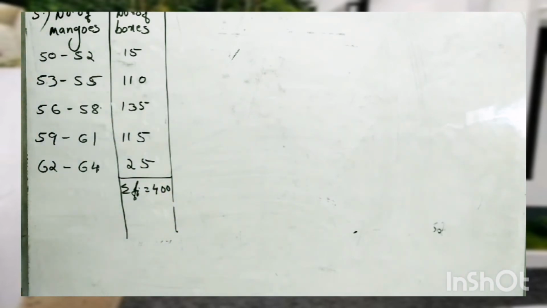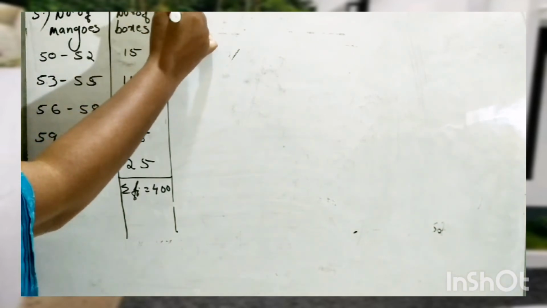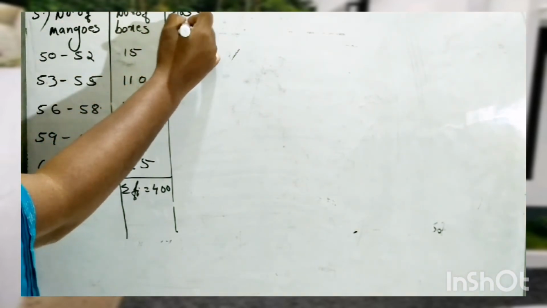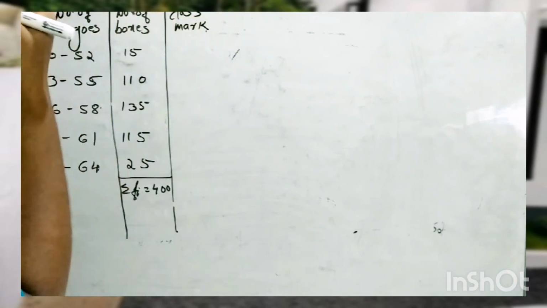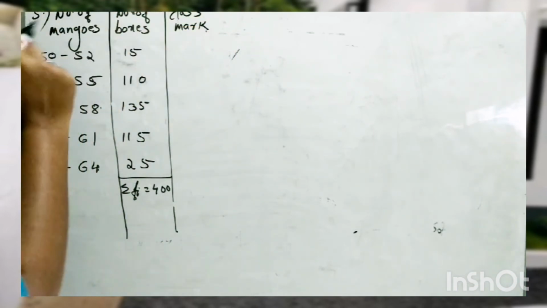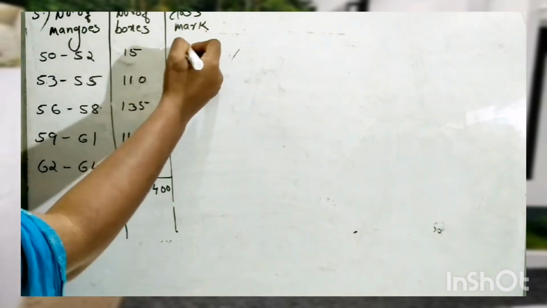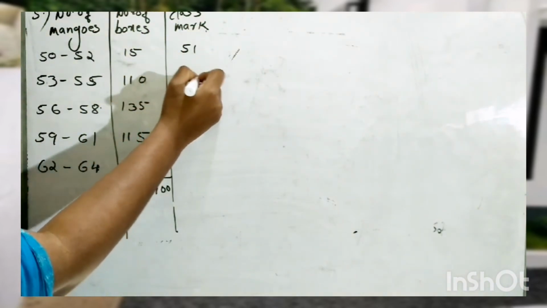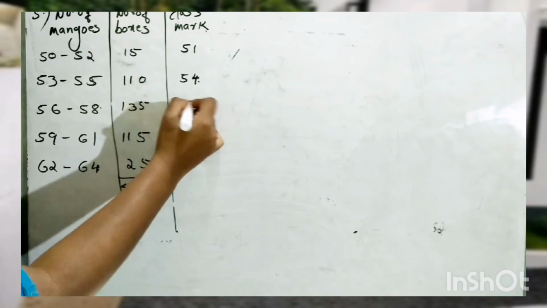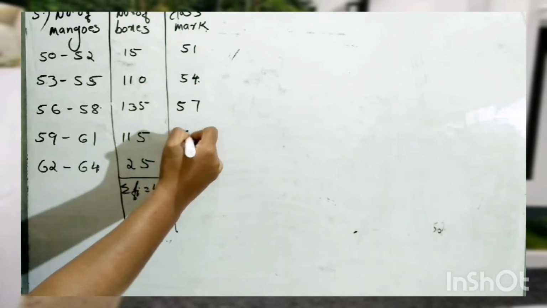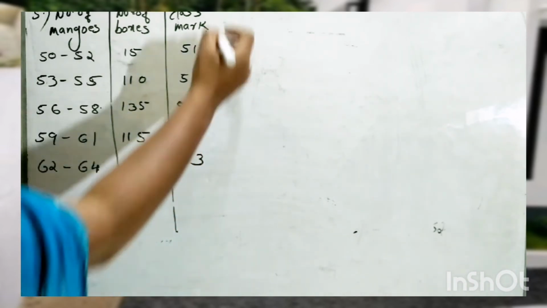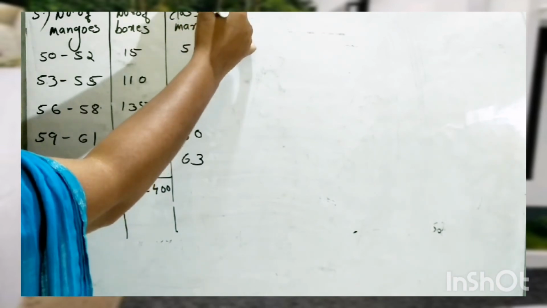Just look at the class interval. We have large values in the class interval, so I'm going to use the assumed mean method. So class mark, that is upper limit plus lower limit by 2: 50 plus 52 by 2, that is 51, 54, 57, 60, 63.